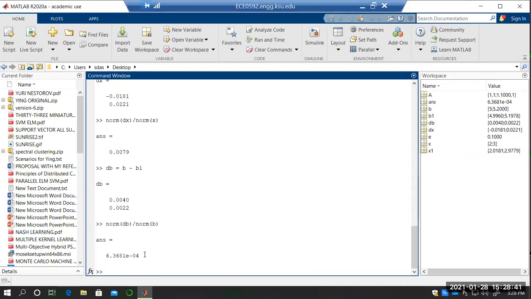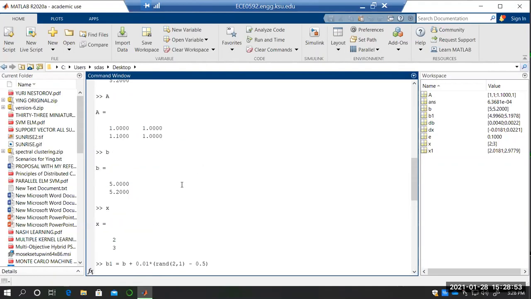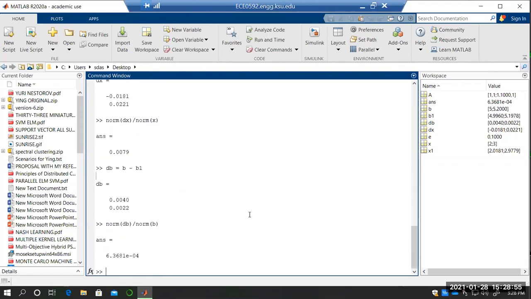Okay, so this was 6e-4. And because our condition number was... what was the condition number of A? 42. So the bound is 42.0267. That's an upper bound. It's a loose upper bound.